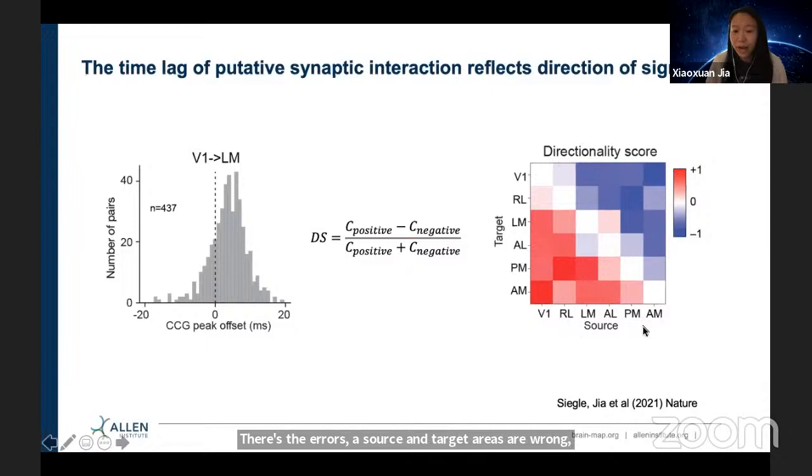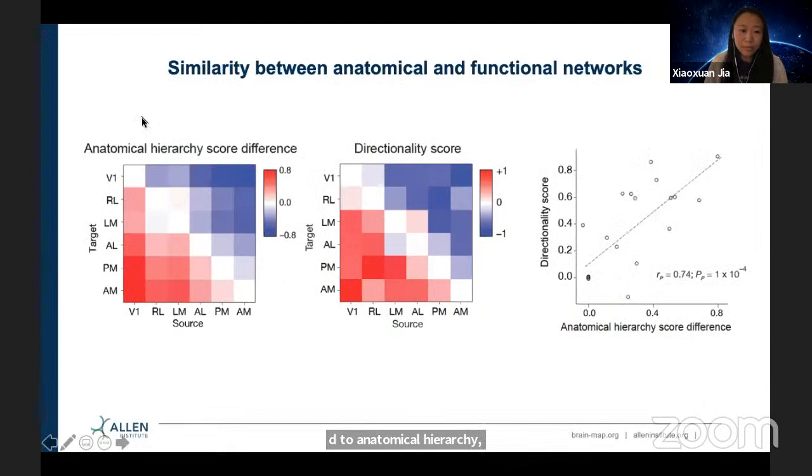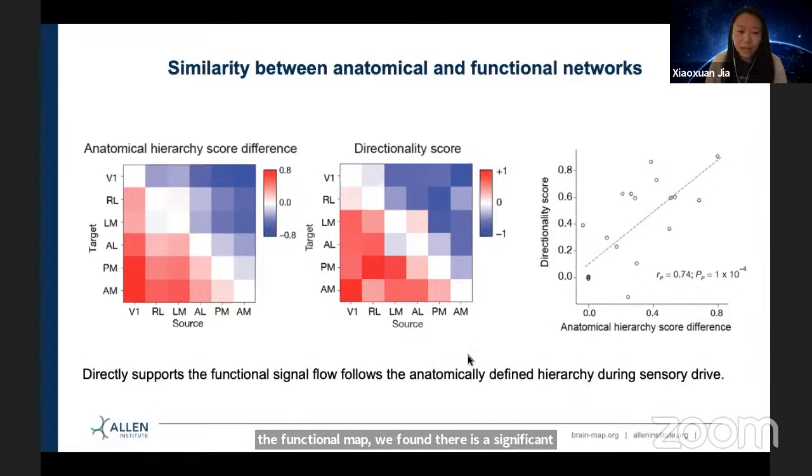You may already notice there is a gradual change along the anatomical hierarchy. To more directly compare to the anatomical hierarchy, we can do a similar calculation with the anatomical hierarchy score by calculating the difference between pairs of areas and create a map of anatomical hierarchy score difference, and directly correlate these two maps, the anatomical and the functional map. We found there is a significant correlation. This directly supports that the functional signal flow follows the anatomically defined hierarchy during sensory drive.